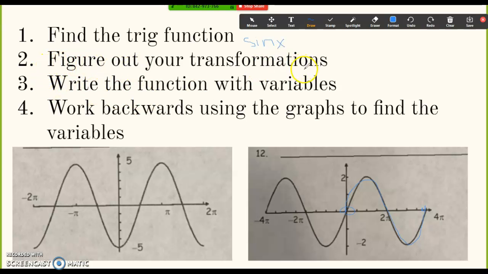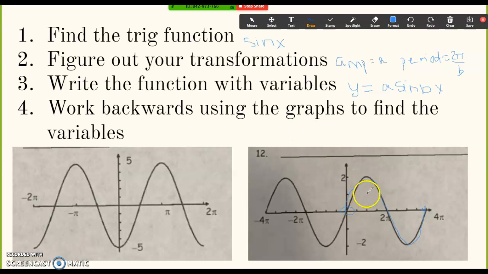Now we're going to figure out our transformations. Remember, they just told us this was an amplitude change, a change in A, and a period change. We know period is equal to 2 pi over B. Now we're going to write the function with variables. So this time it's going to be y equals A sine of Bx. Now we're going to work backwards using the graphs to find those variables.